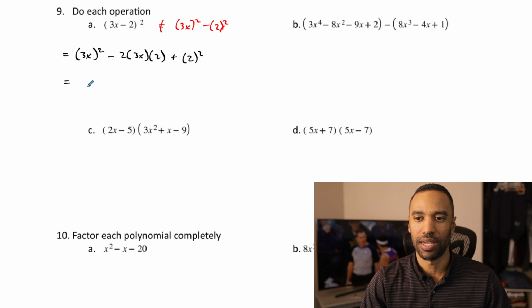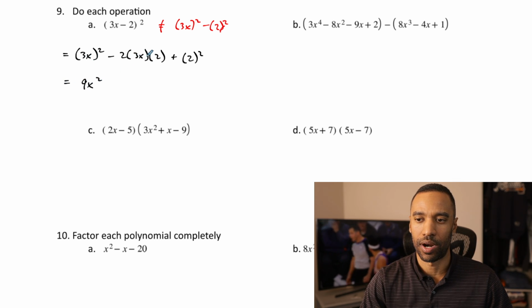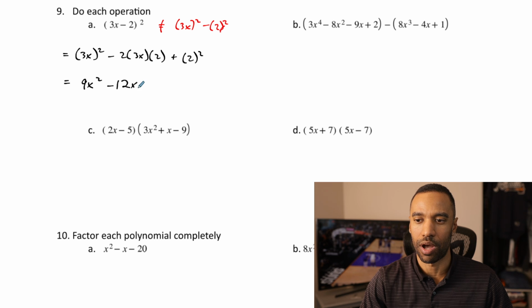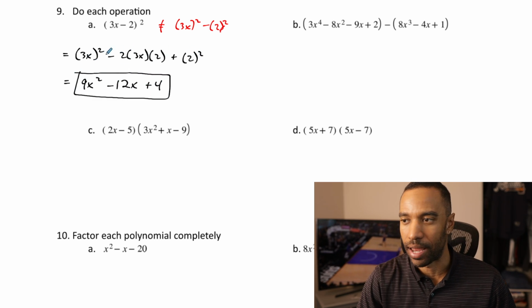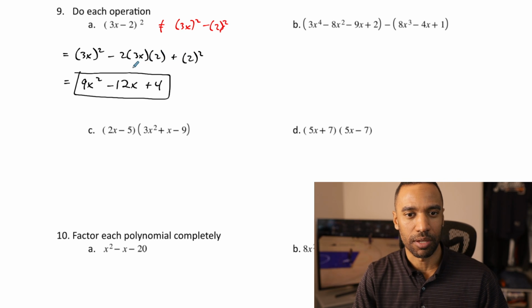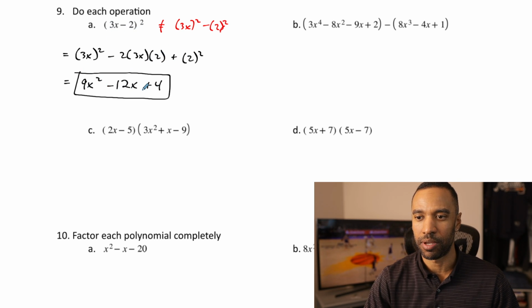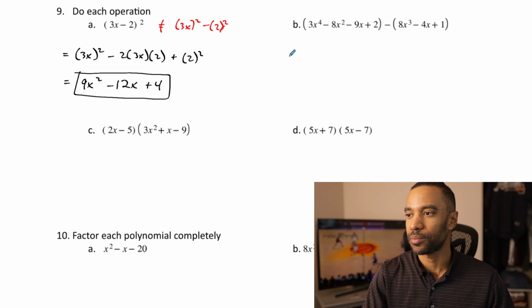Here's the concept in play. 3x quantity squared is 9x squared. We're going to double 6x, which is 12x, and then plus 2 squared is 4. I generally go without writing this in between one, if you're ever comfortable seeing me do that. But this is a perfect square trinomial. There should be 3 terms.